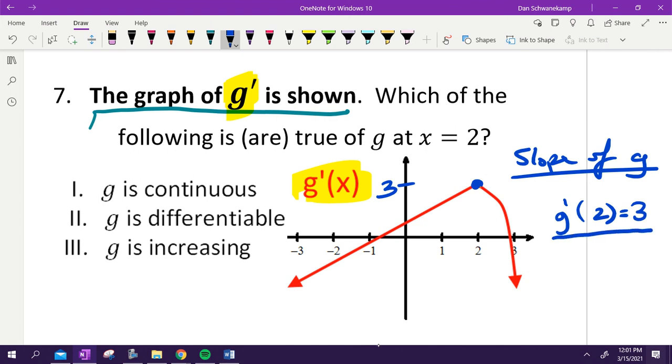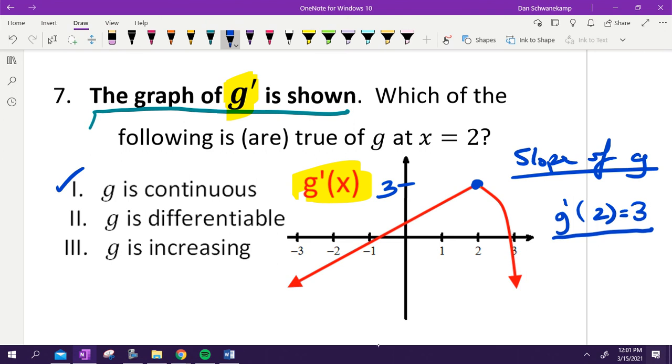Yes, because if I can tell you what the derivative is, the slope at 2 is 3. If I can tell you that, that means it has to be continuous, because you can't find the slope if it's not continuous. Okay, so G is continuous. Is G differentiable?